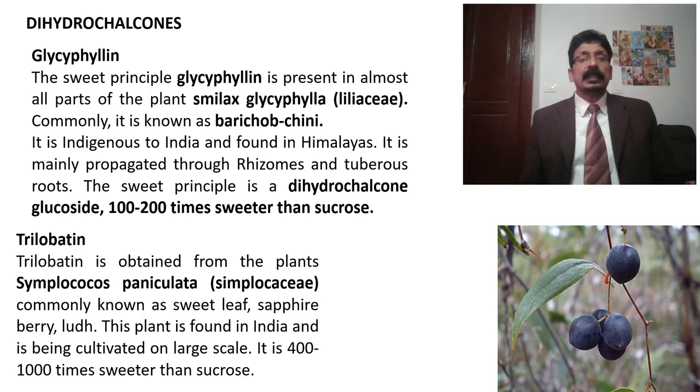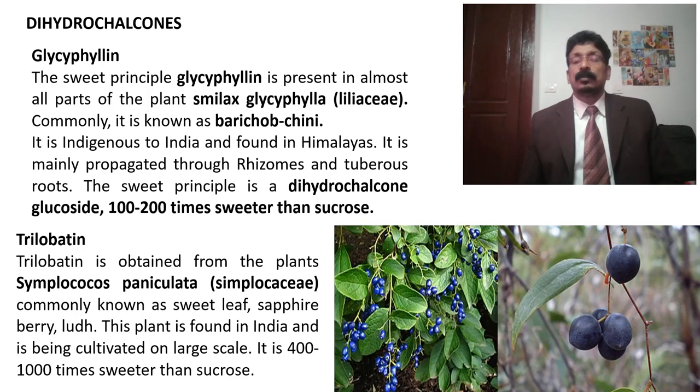Trilobatin is obtained from the plant Symplocos paniculata, commonly known as sweet leaf, sapphire berry. This plant is found in India and is cultivated on a large scale, and it is 400 to 1000 times sweeter than sucrose. See the plants and the fruits, so beautiful. It is actually a bluish fruit, and it is also a dihydrochalcone.